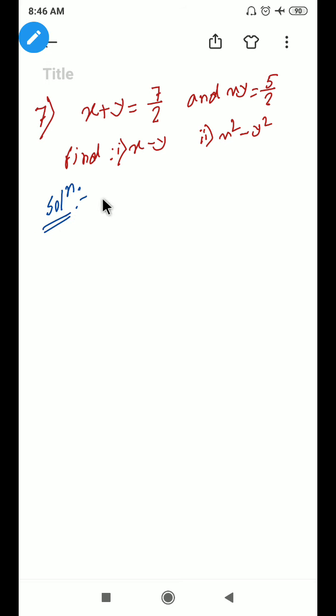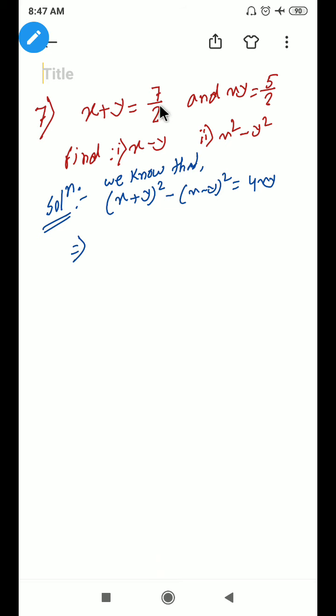So we know that similarly, (x plus y) whole square minus (x minus y) whole square is equal to 4 into xy, because x plus y is given and xy is given. That means we have to use this formula, because we have to find x minus y here.